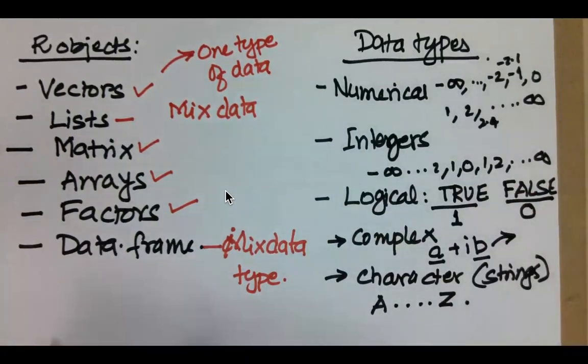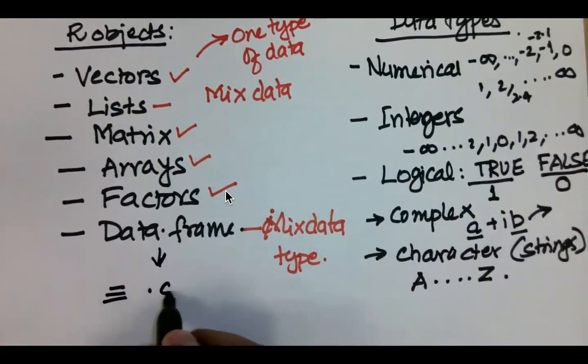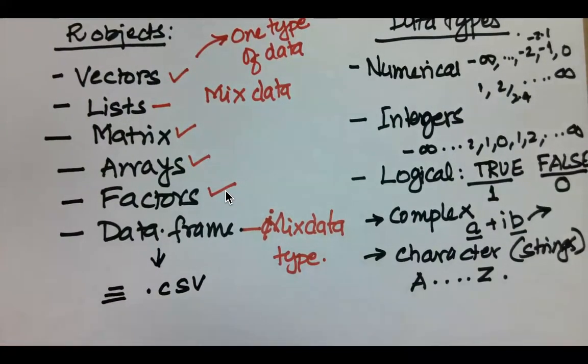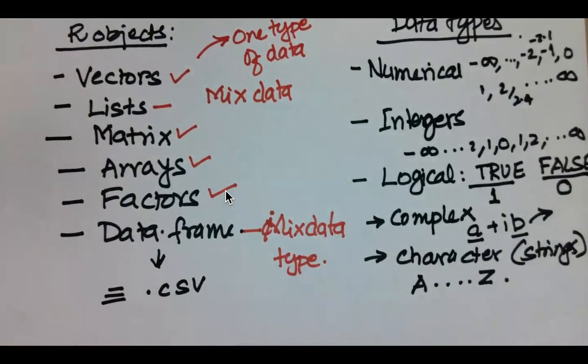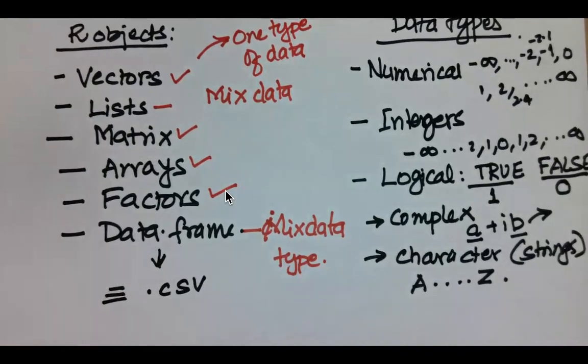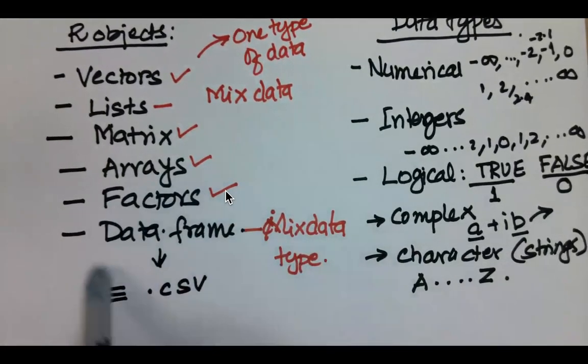Data frames you can pretty much think of as equivalent to CSV files. If you have a CSV file, in the columns we can have numeric data, let's say the age of certain individuals. Then we can have character data, like names. We also have factors, like the gender of particular individuals. So that is a mixed data type. The equivalent of a CSV file in R is the data frame. Anytime we import a CSV file, it generally gets stored as a data frame, and we apply any kind of operations on that particular data frame.